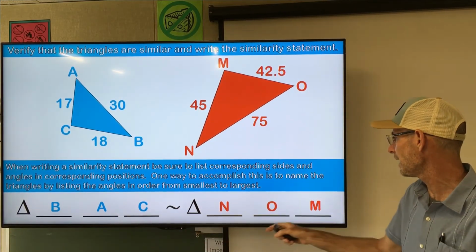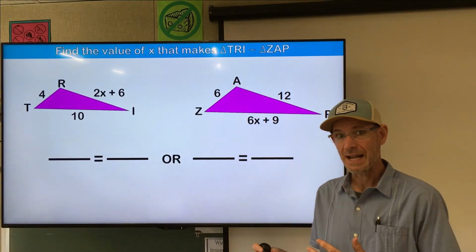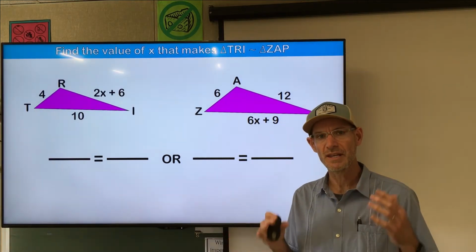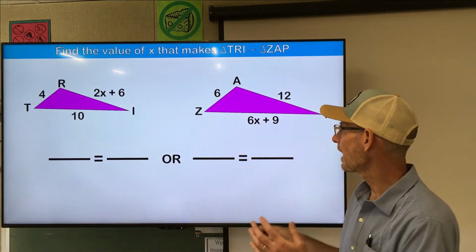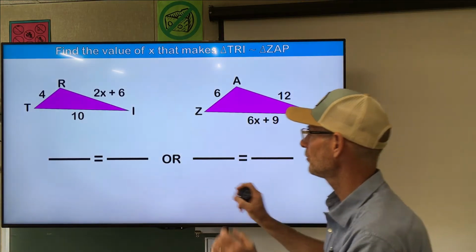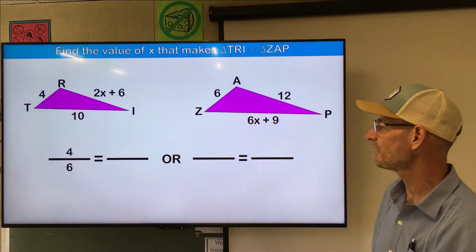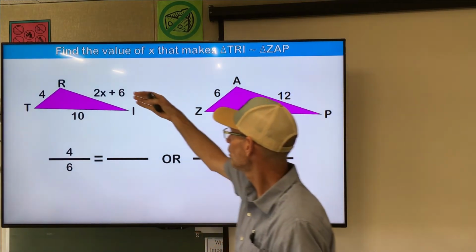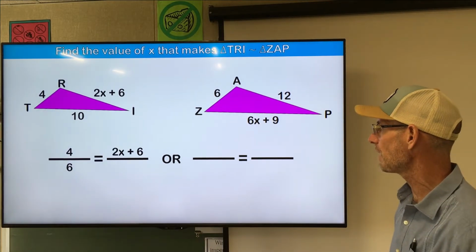to triangle NOM. In this problem, they want us to find the value of x that makes triangle TRI similar to triangle ZAP. So there's two ways to start this problem. I can start with the sides that I know both values, which are the 4 and the 6. So I'm going to start with the ratio 4 over 6. And then I'm just going to pick another pair of sides, and I'm going to use 2x plus 6, which corresponds to 12. And I'm going to write that ratio.